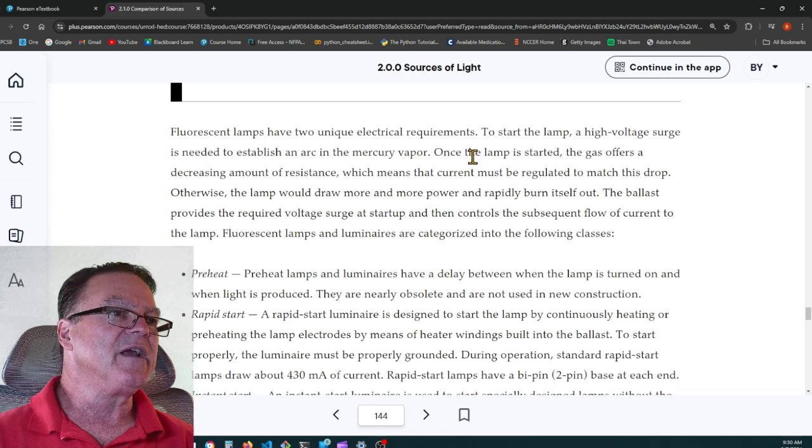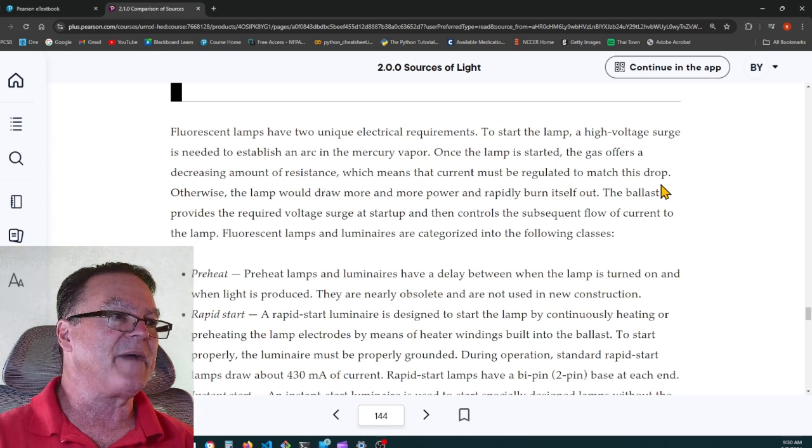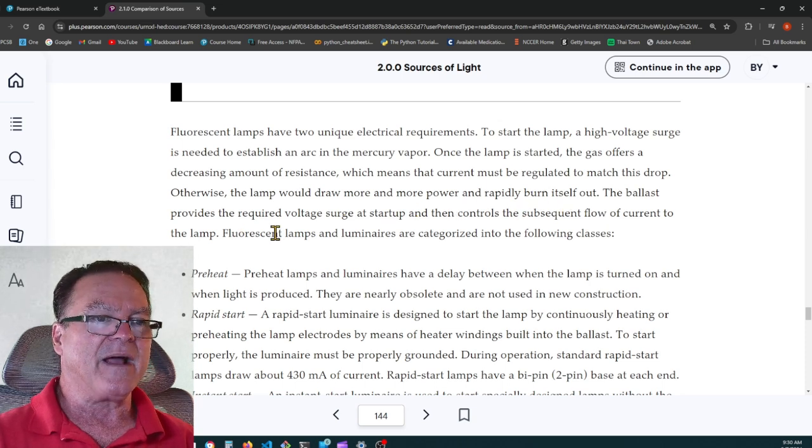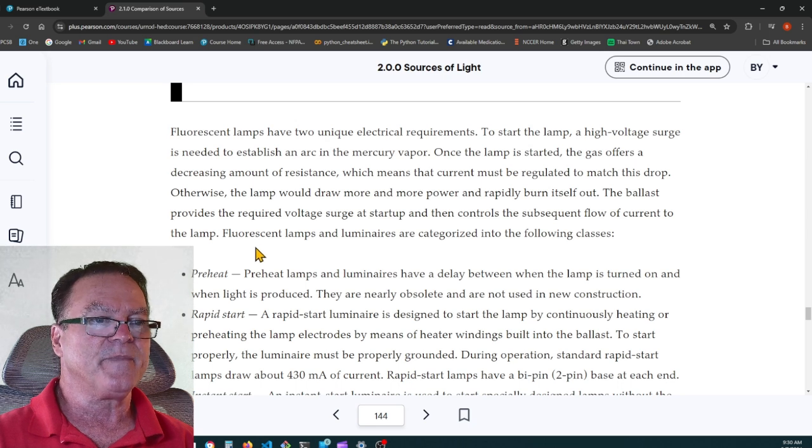Fluorescent lamps have two unique electrical requirements to start the lamp. A high voltage surge is needed to establish an arc in the mercury vapor. Once the lamp is started, the gas offers a decreasing amount of resistance, which means that current must be regulated to match this drop. Otherwise, the lamp would draw more and more power and rapidly burn itself out. The ballast provides the required voltage surge at startup and then controls the subsequent flow of current to the lamp.